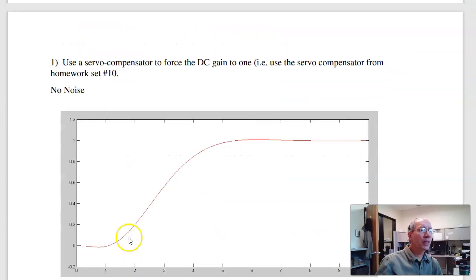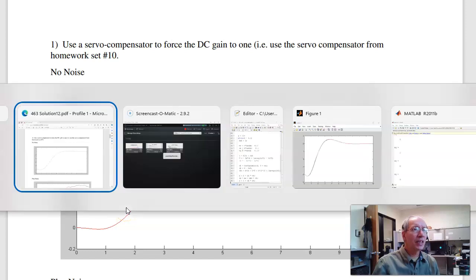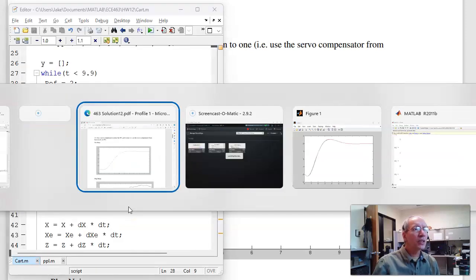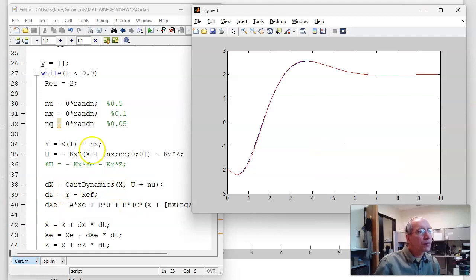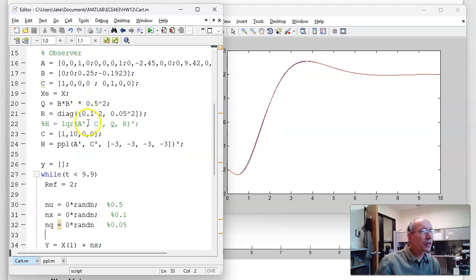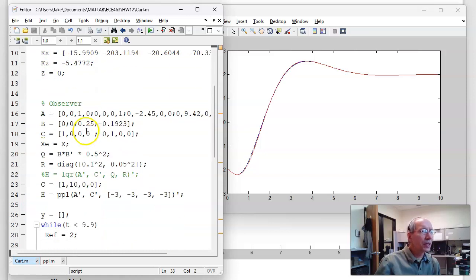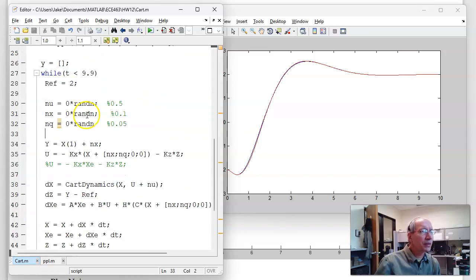Well, the first problem is to use a servo compensator, the same one we used in homework set number 11, and see how it behaves. So what I can do in MATLAB is say there's no noise coming in. I've got my servo compensator state. There it is. These servo compensator gains, Kx, Kz, my integrator, the servo compensator, no noise. My output is position, using full state feedback, using the actual states.